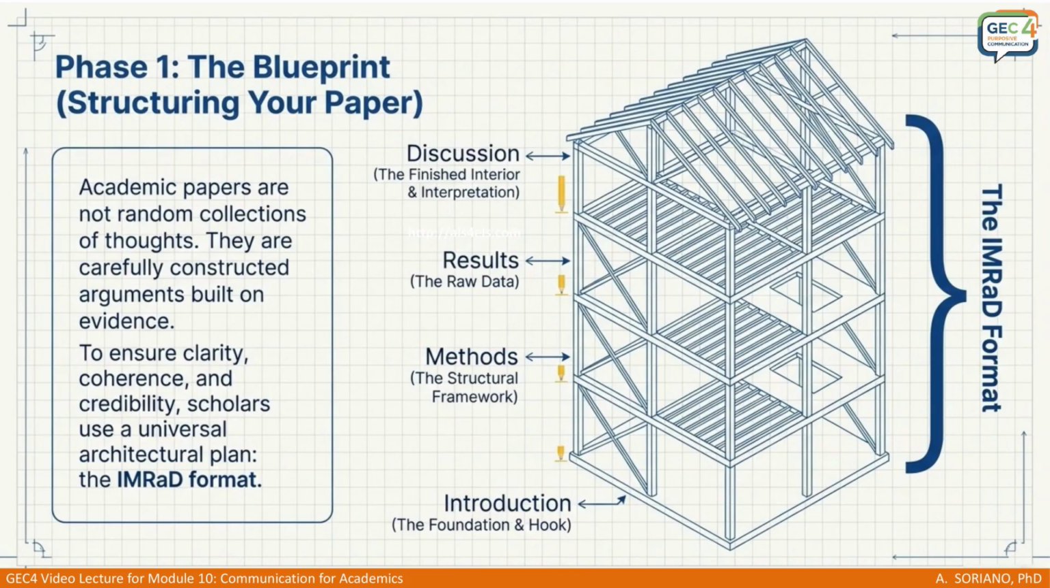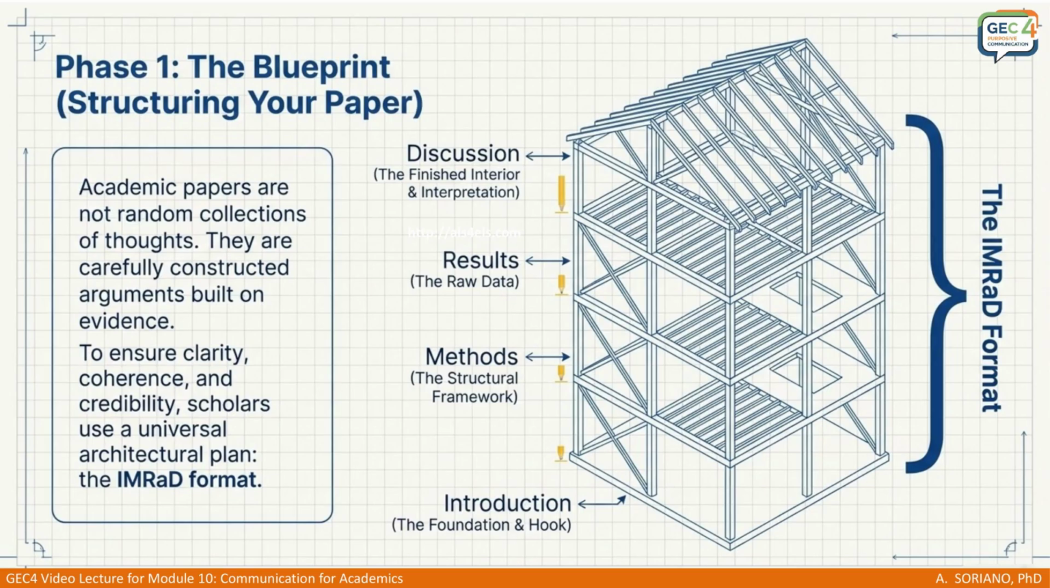In the professional world, academic papers are not random collections of your thoughts or feelings. They are carefully constructed, logical arguments built entirely on evidence. To ensure that your work is clear, credible, and universally understood, scholars across the globe use a standard architectural plan called the IMRAD format. IMRAD is an acronym that stands for Introduction, Methods, Results, and Discussion. Why do we use this specific pattern? Because it is the global language of research.